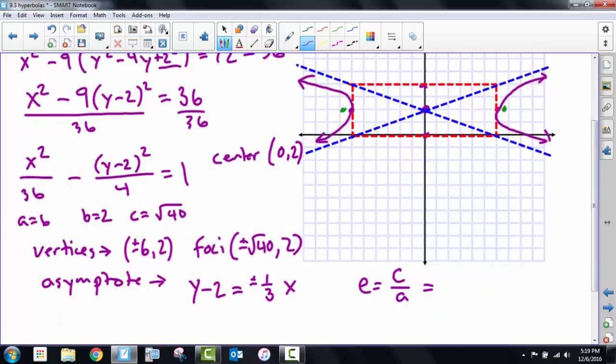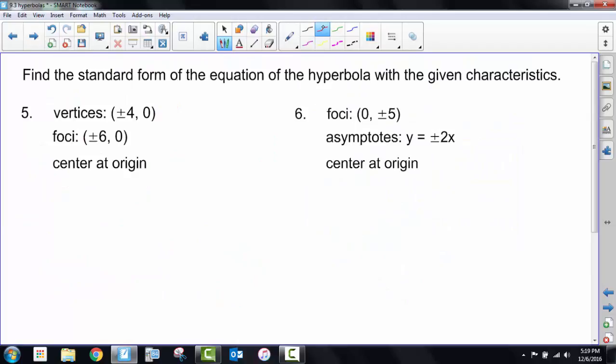Our c value was square root of 40, and our a value was 6. This ends up being just a hair over 1, which is great, because if it were less than 1, it wouldn't be a hyperbola. All right, up next, we're going to look at some clue problems.